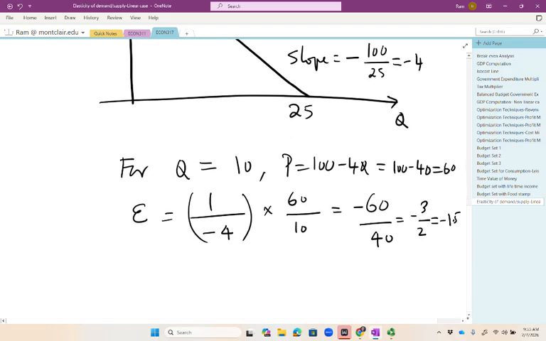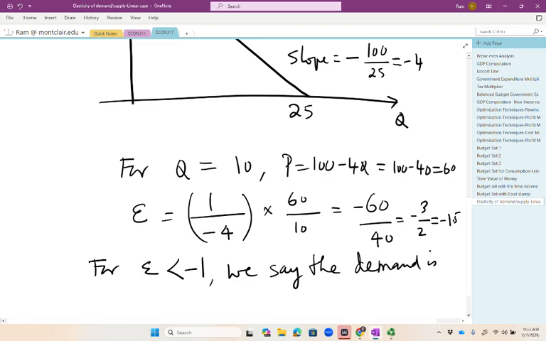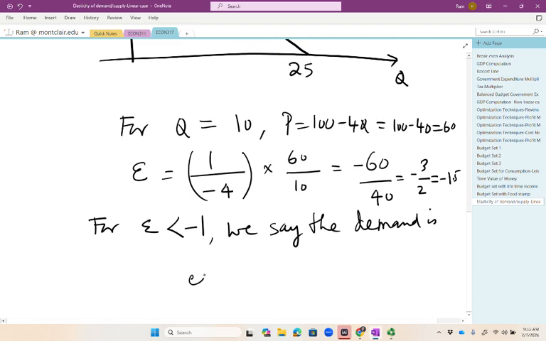Let me add another piece of information. For elasticity to be less than negative 1, we say the demand is elastic at the given Q and P. So here Q was 10, P was 60.